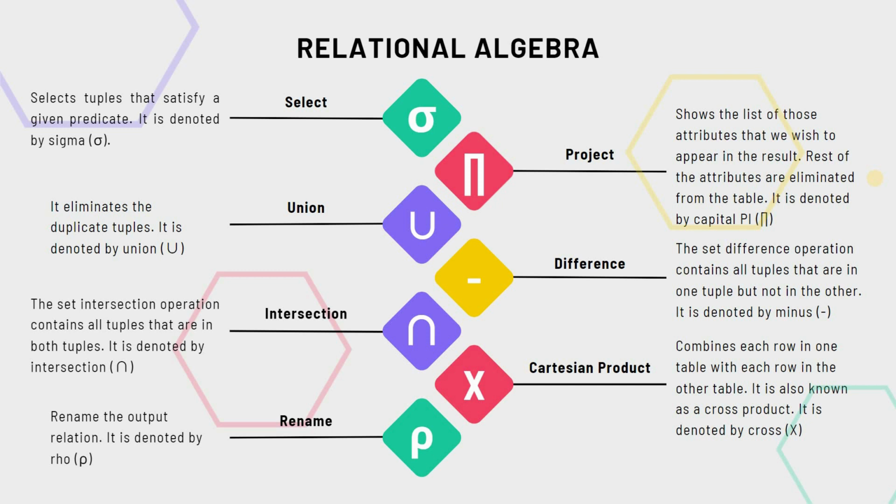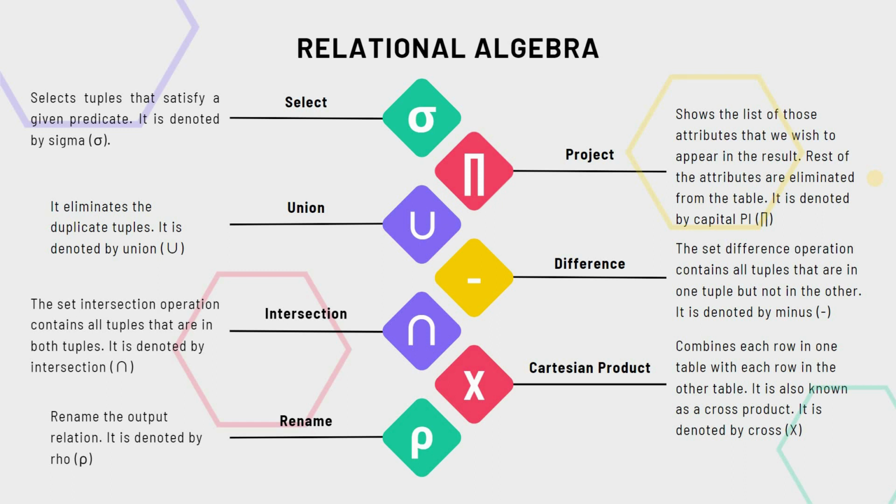Let's discuss relational algebra in DBMS. There are various operations that can be performed on a database to filter out values based on the user's need. As you can see, there are 7 basic operations that are performed on a database. Let us discuss them one by one.